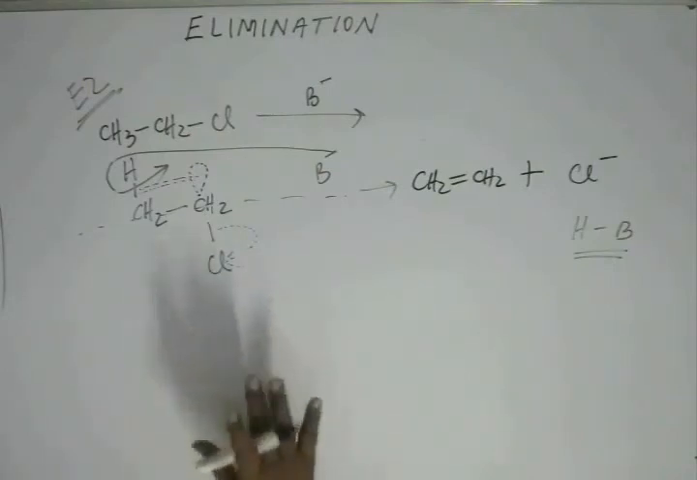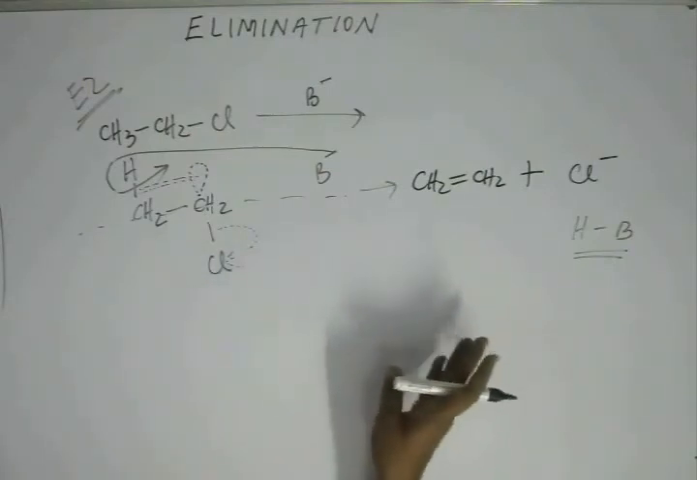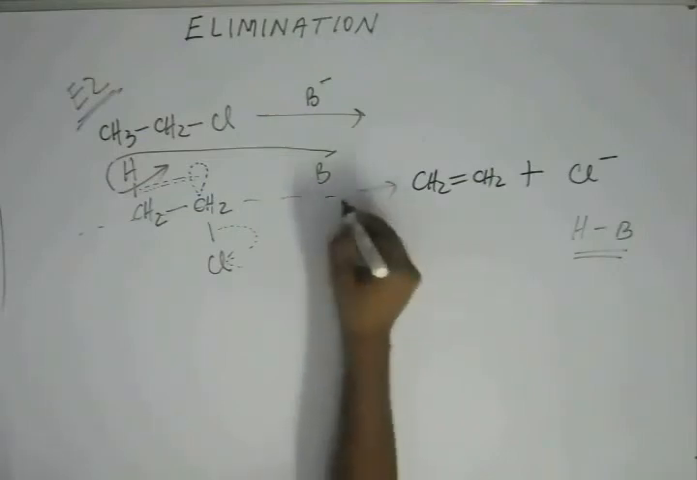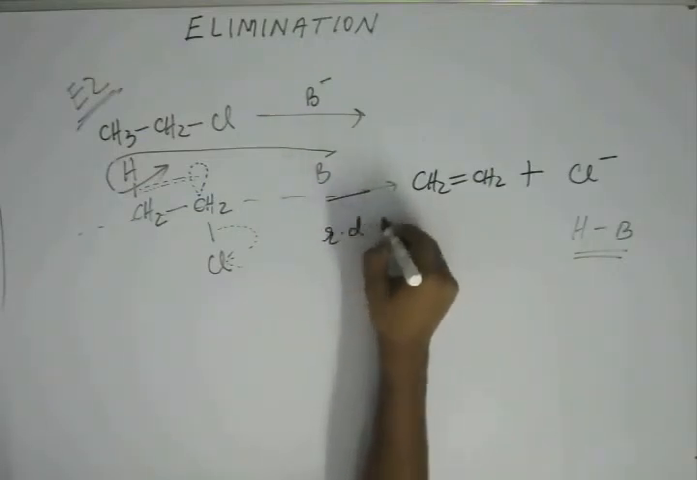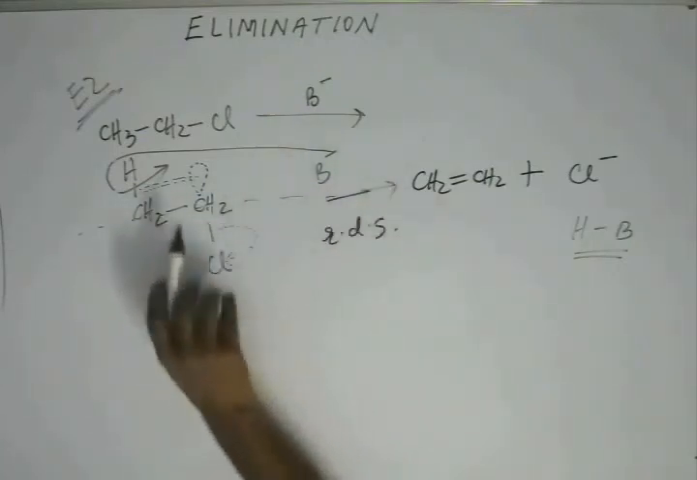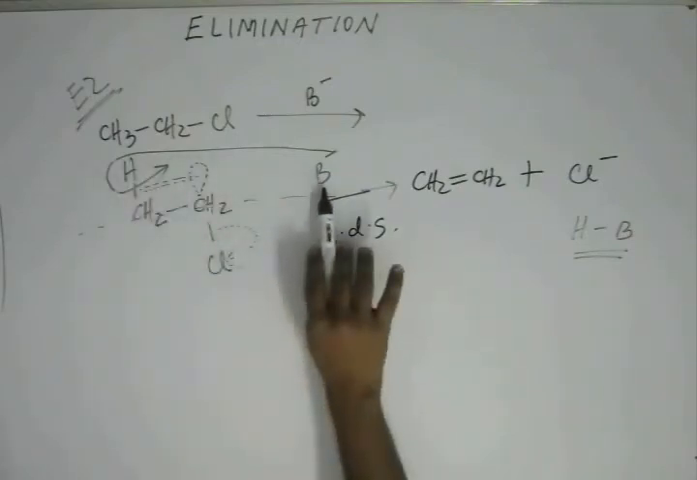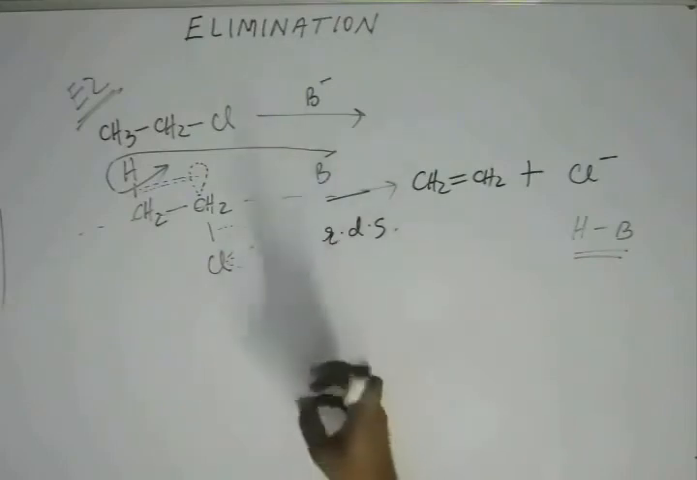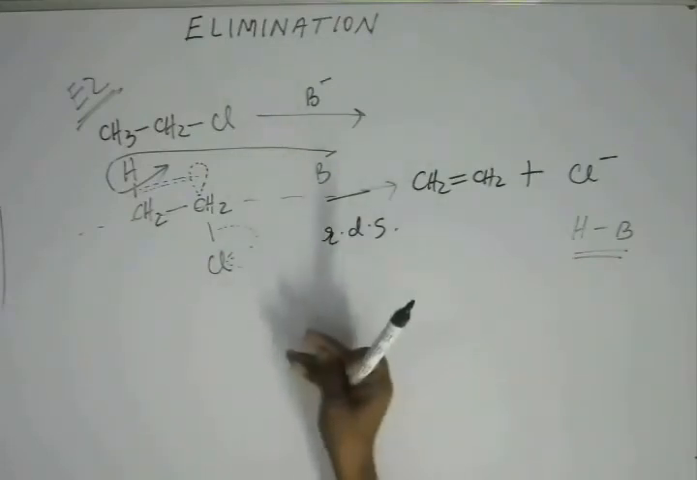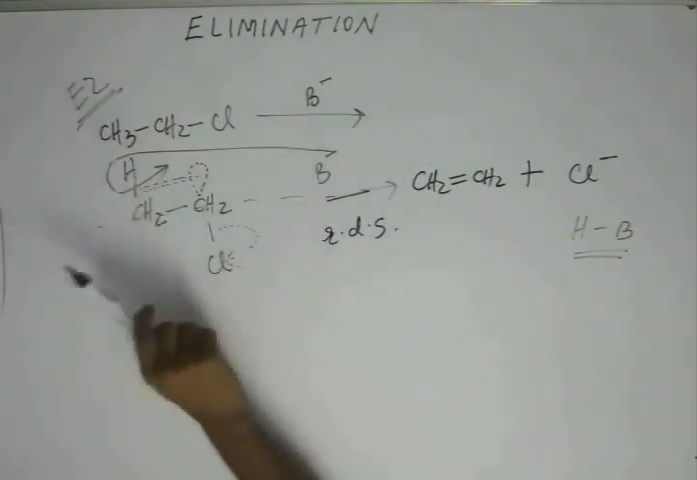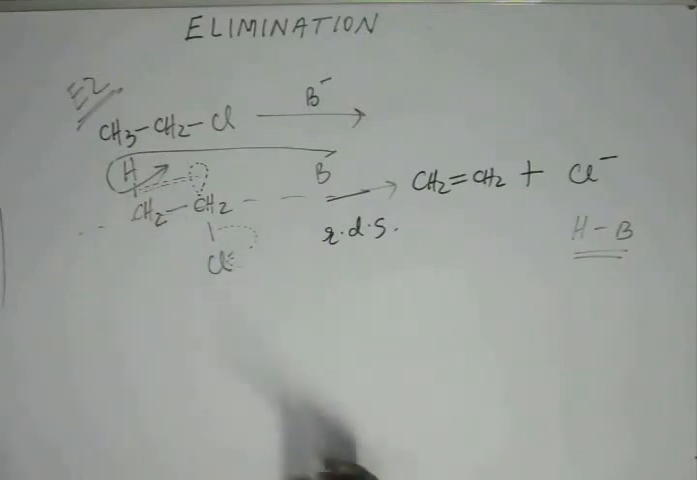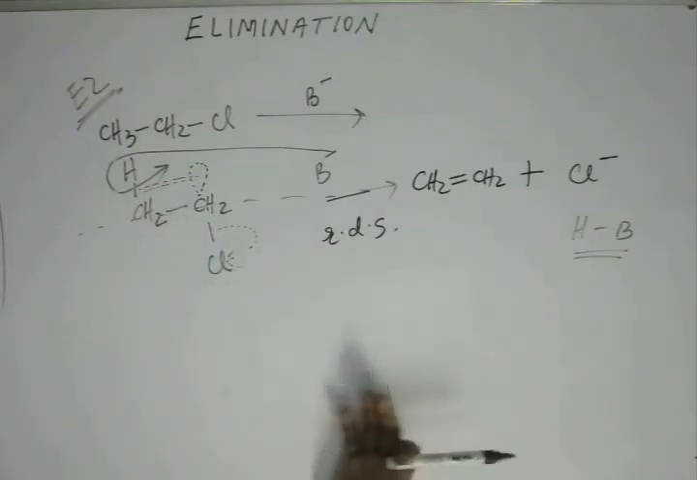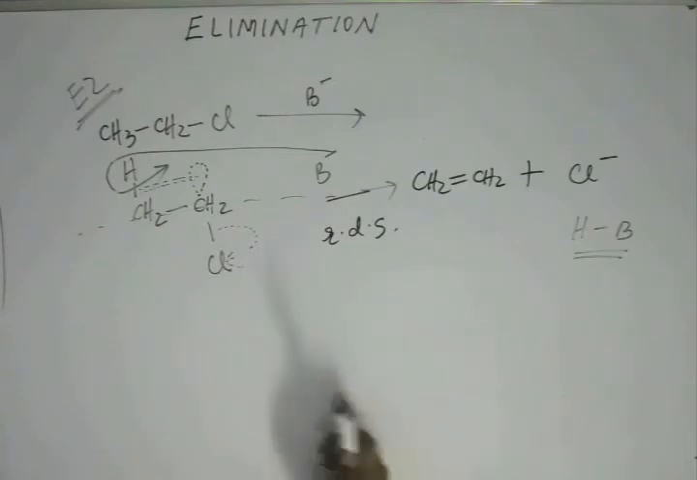So E, and in the RDS, since there is only a single step, this single step itself is the RDS. In the RDS, there are 2 molecules: one is this substrate and another one is this base. So there are 2 molecules, so it is a bimolecular RDS. The molecularity of the reaction is 2, and hence the 2 in E2. So E2 means elimination bimolecular, bimolecular meaning 2 molecules in the RDS. So this is the mechanism of E2. This is how E2 takes place.